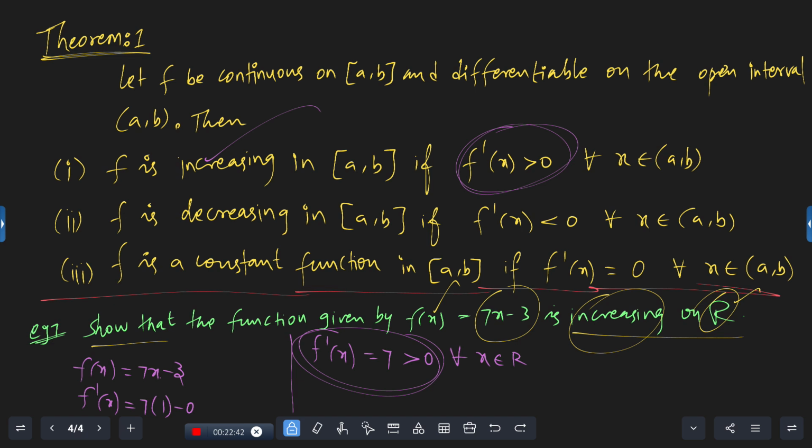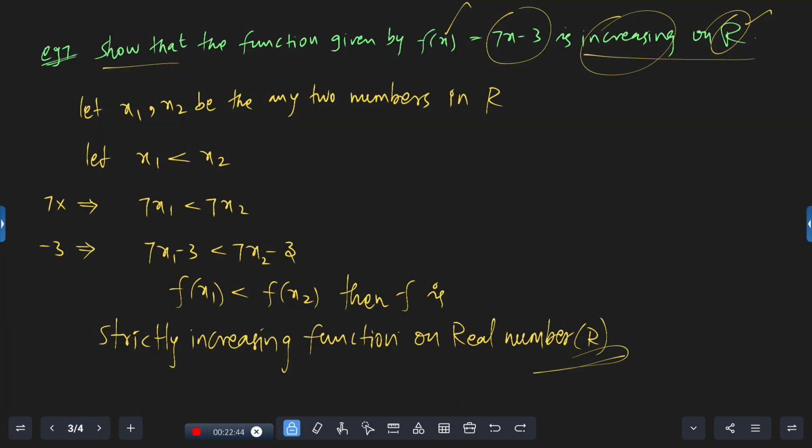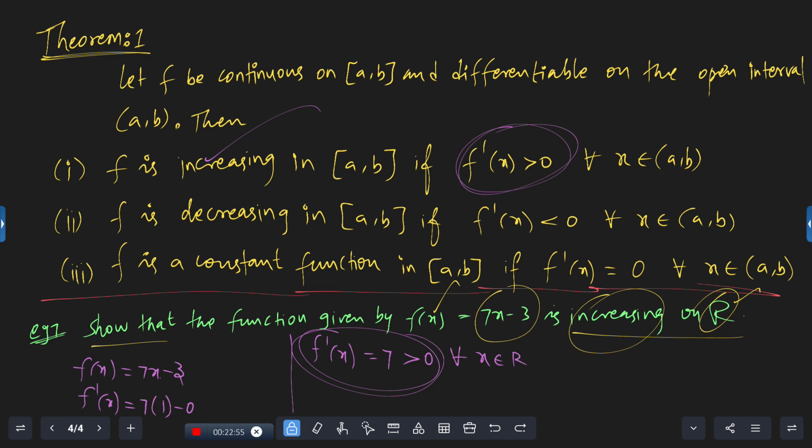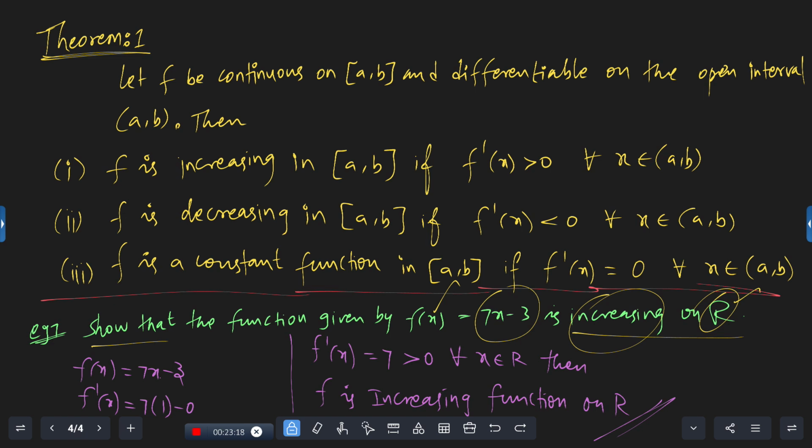What can we say? f is an increasing function. With the help of derivative, this is the way. With the help of definition, this is the previous page. Both ways are acceptable in the exam. Whatever you feel good with, you can use, not an issue. Understand? Right. So we can say, f dash of x greater than 0 for all x belongs to real numbers, then f is an increasing function on real numbers R. That's it, on real numbers R.